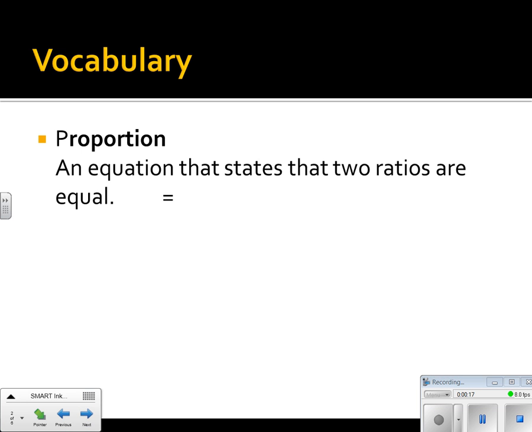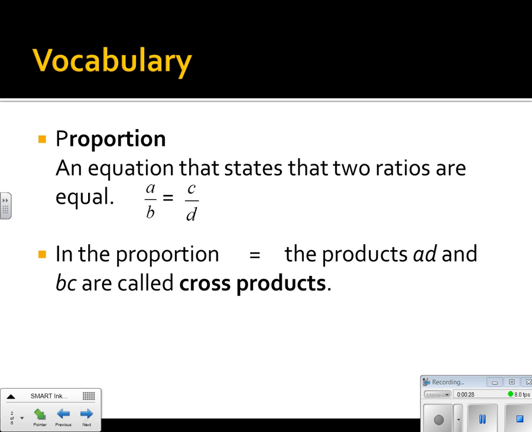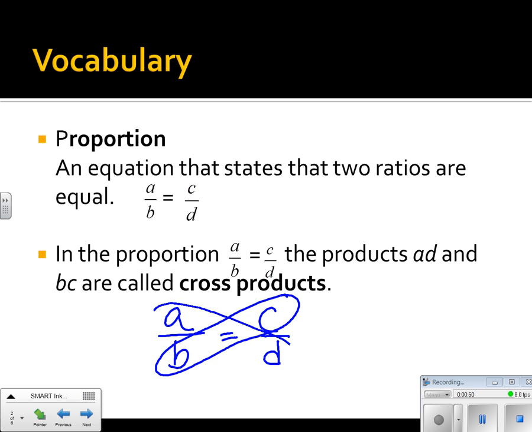A proportion is an equation that states that two ratios are equal, such as A to B is the same as C to D. In the proportion A to B is the same as C to D, the products AD and BC are called the cross products. So if we take A to B, C to D, here are your cross products, where A times D is the same as B times C.